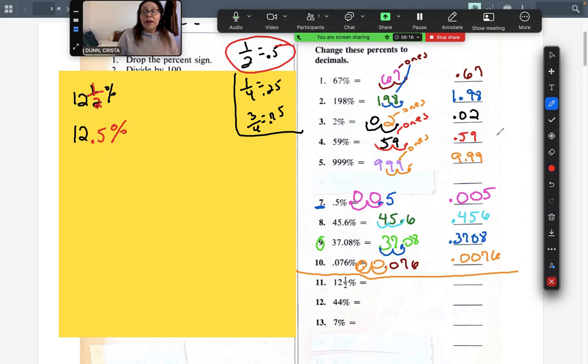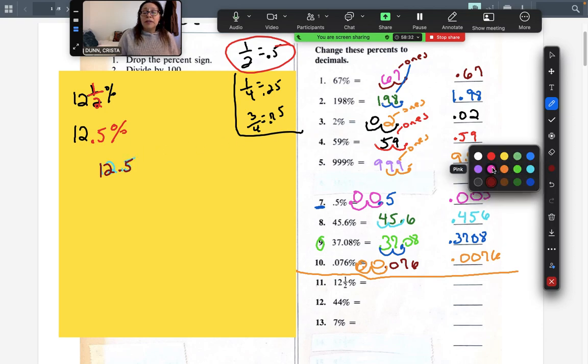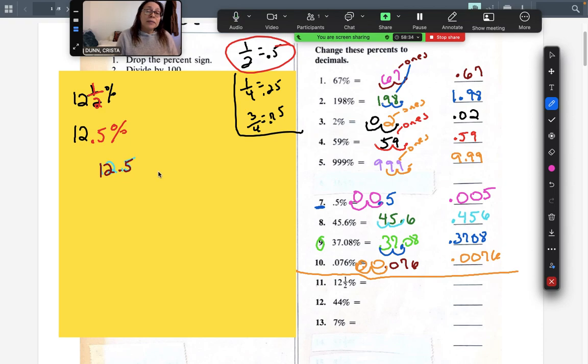So now I'm going to go ahead and move that decimal point over. 12.5. Oh, I don't like that against the yellow. Let's see here. And I'm going to go ahead and move that decimal point over how many place values? Right. Which way? Smaller, right? If I go this way, is that smaller? I have to go this way. 1, 2.